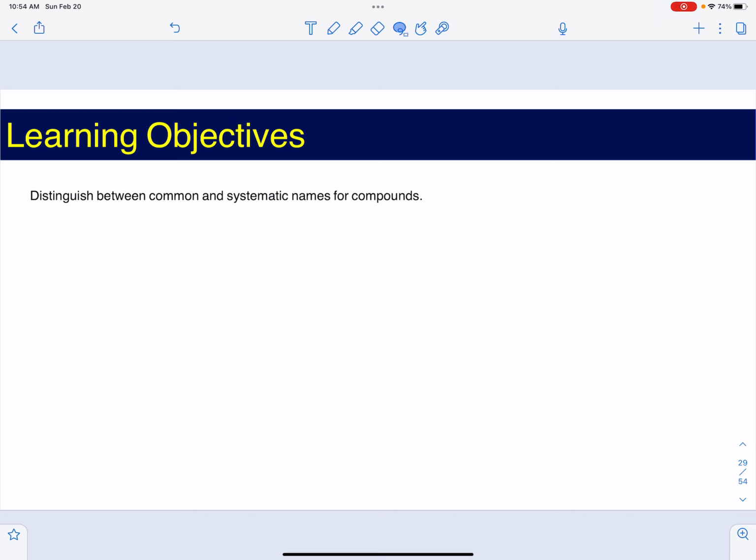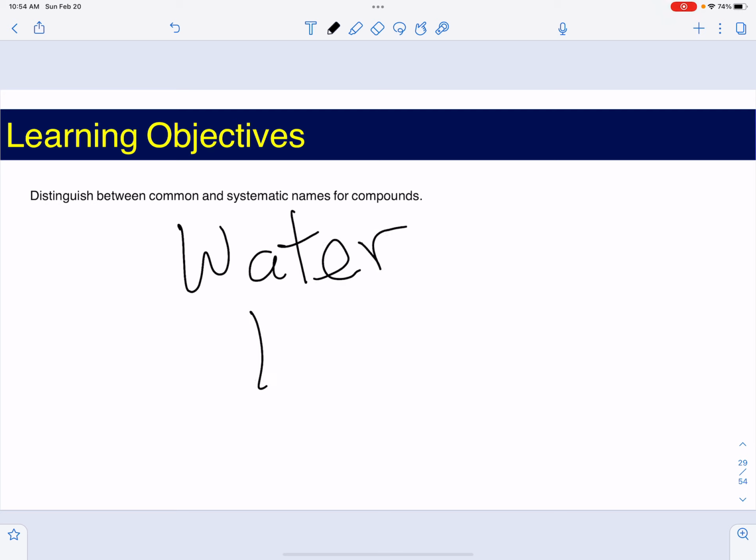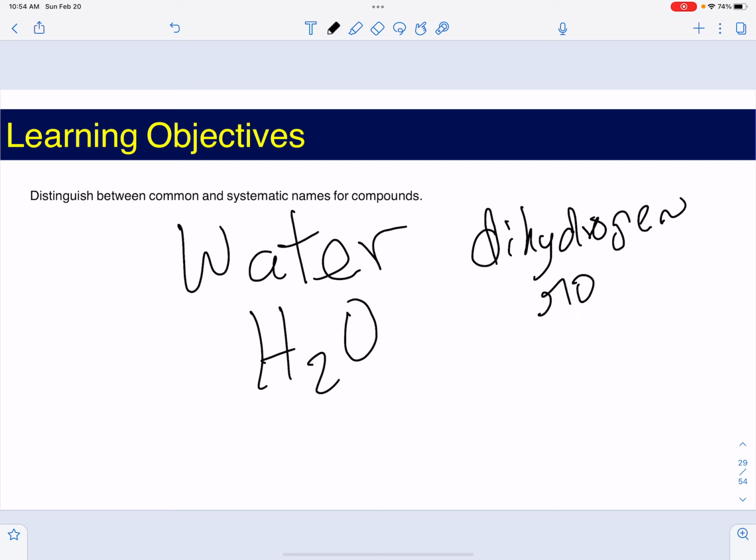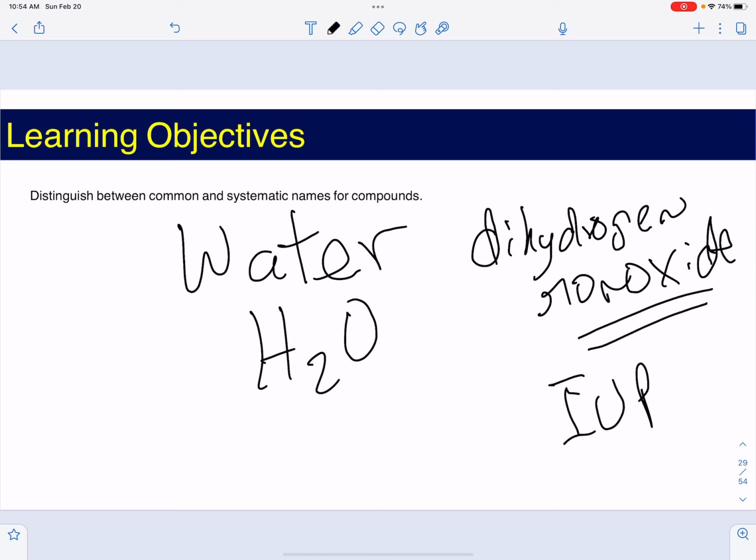The classic one, as you saw in your textbook, is water. We all know that water is H2O. Most of you should know that because you've seen it since you were growing up and going to school. The IUPAC name for that would be dihydrogen monoxide. That would be the IUPAC way of naming water. However, who uses that? Nobody uses that. So this is what we call a common name.